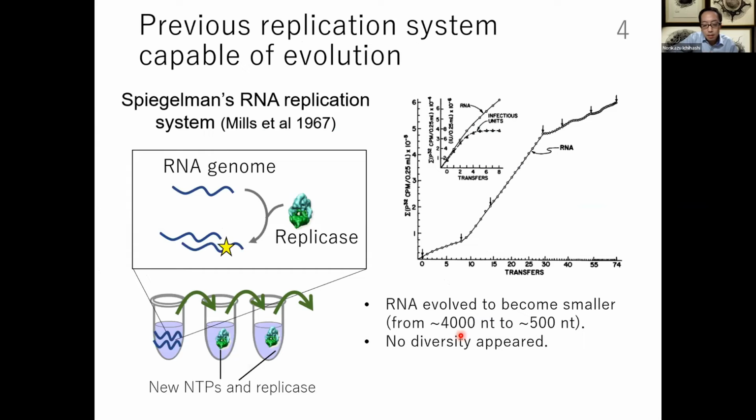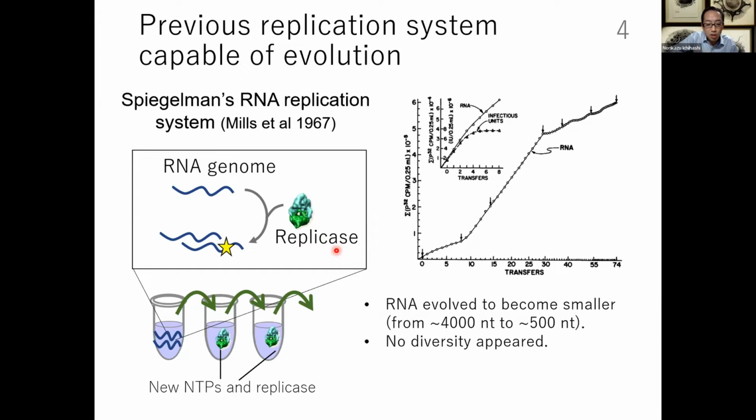When we started this project, we noticed that there are several self-replication systems capable of Darwinian evolution. The first such replication system is Spiegelman's RNA replication system, proposed in 1967. This is the basis for our system, so I'd like to explain it in detail. The Spiegelman system consists of two types of macromolecules, RNA genome and RNA replicase, the replication enzyme of RNA. Both macromolecules originate from the bacteriophage Q beta, an RNA virus of E. coli.